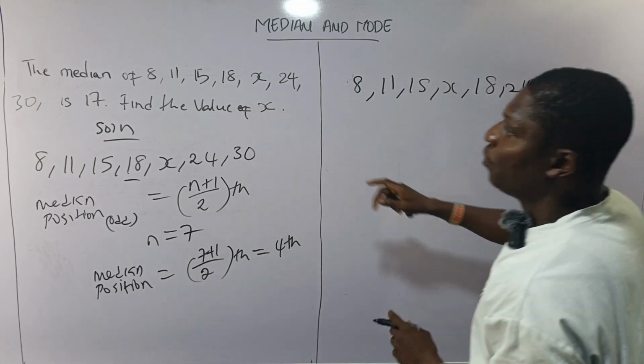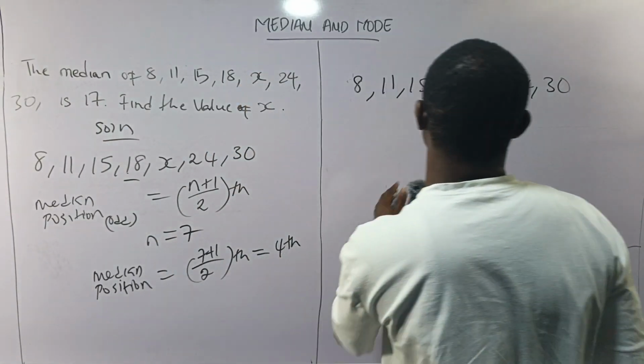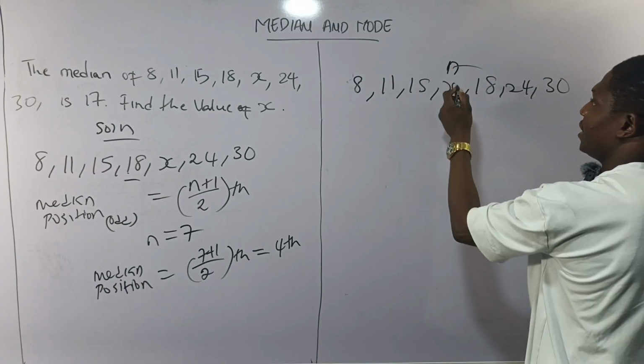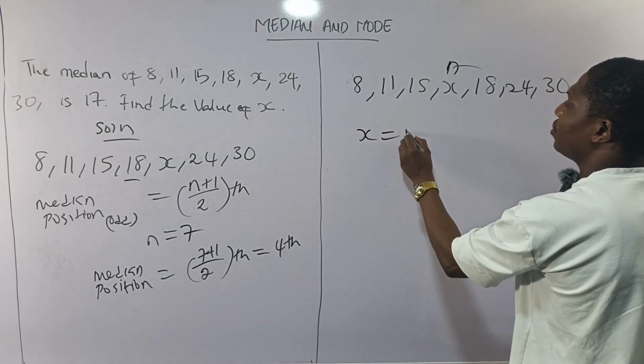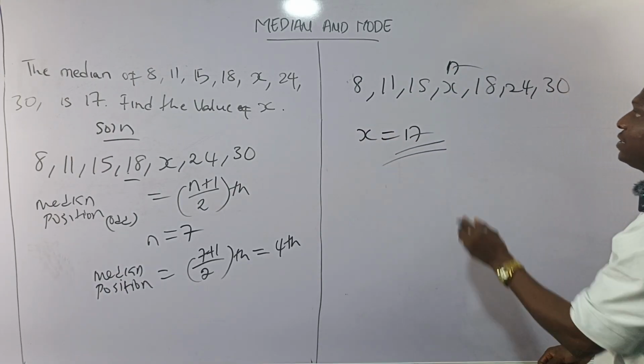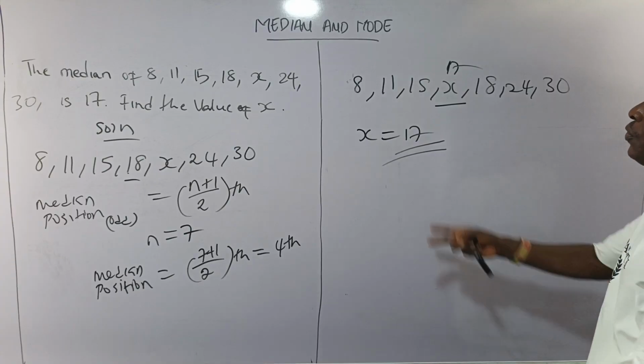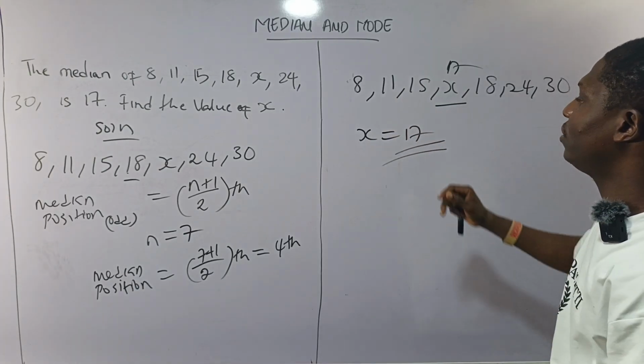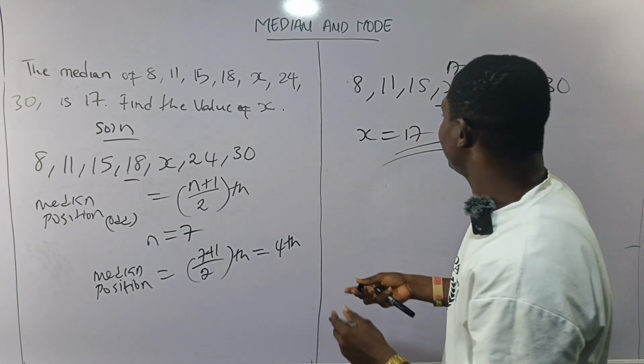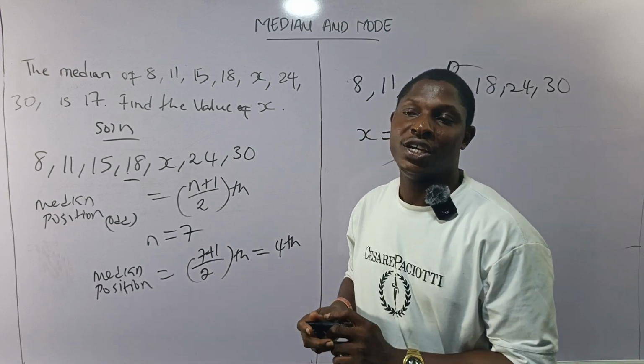So you see, when we fit in the median, which is 17 here, we simply have x as our 17. So x is equal to 17 as our answer, since the median must be the 4th value when arranging in ascending or descending order. So our value of x here is simply 17. Thank you.